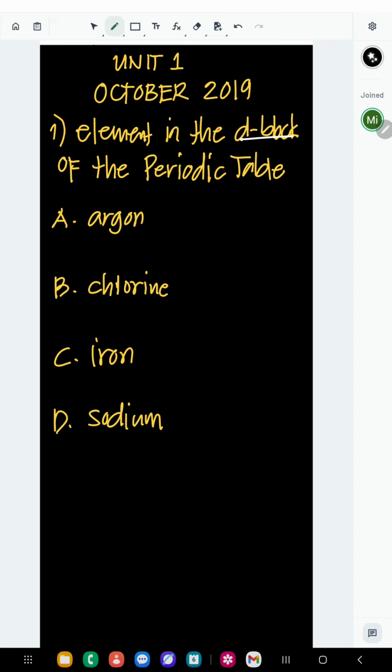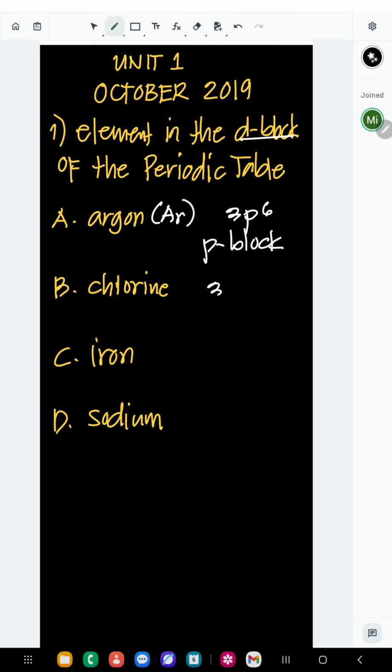So what are D block elements? D block elements are also called transition metals, which have their last electrons entering the D orbital. Now let's check if the given elements here are in the D block of the periodic table. So argon, Ar, this ends in 3p6, and this is in the P block. Okay, so you need to know the right electronic configuration of each of the elements.